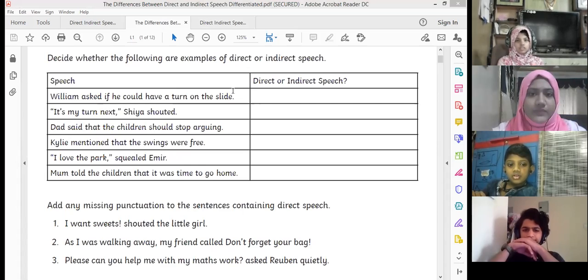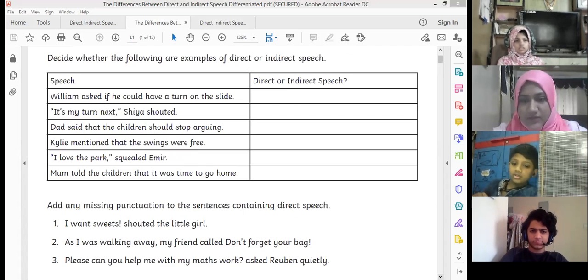All right. Here we have to identify. I think you guys know how to identify direct and indirect speech. This is a tricky part. Okay, the second part.